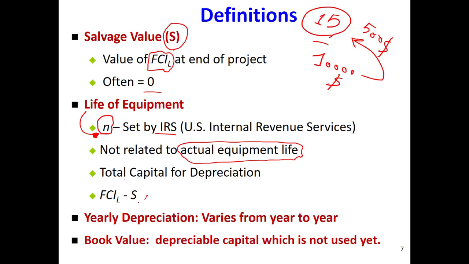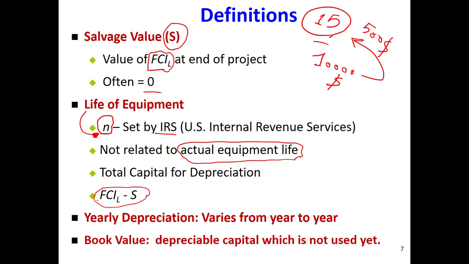We can use the difference between the fixed capital investment and the salvage value, which is usually zero. So for calculating this, we usually use this difference: the fixed capital investment that you put in, minus the value of the investment at the end of the project. This is the money that you put in at the beginning, and this is the money that you will get at the end from this investment.